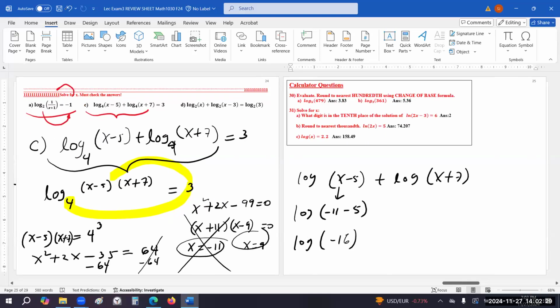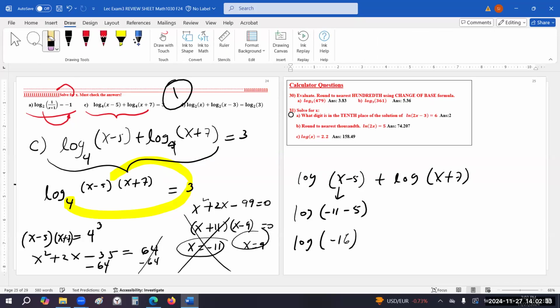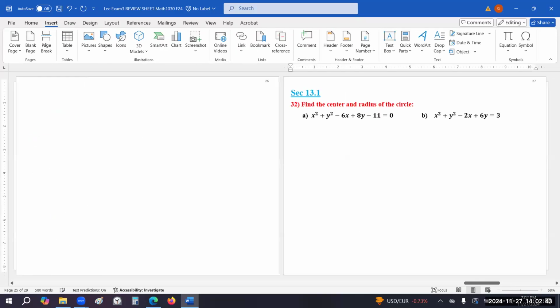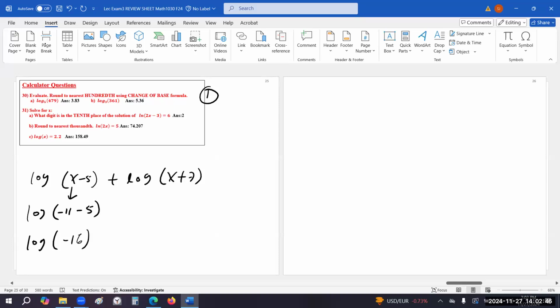Okay, so I'm going to give one of these from change of base, definitely one. So let me get a page here. We have log base 5 of 479. When I say use change of base, the first step must be change of base. You need to change your base, and then give me the decimal.